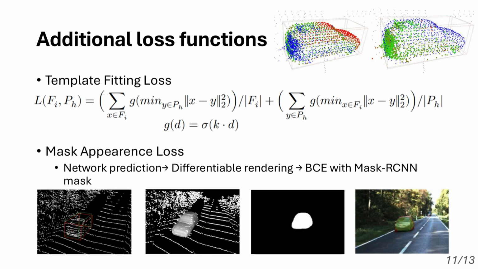Now that we've covered pseudo-ground truth generation, which is essential for pre-training, we can dive into the additional losses used during the network's fine-tuning. The template fitting loss, visualized in the top right corner, ensures that the predicted bounding box, replaced by a template model, aligns with the aggregated points. The mask appearance loss ensures that the predicted bounding box, once replaced by the template, matches the predicted mask in 4 steps. Obtain the prediction, replace it with the template mesh, render the mesh, and compute the binary cross-entropy with the mask from Mask CNN.